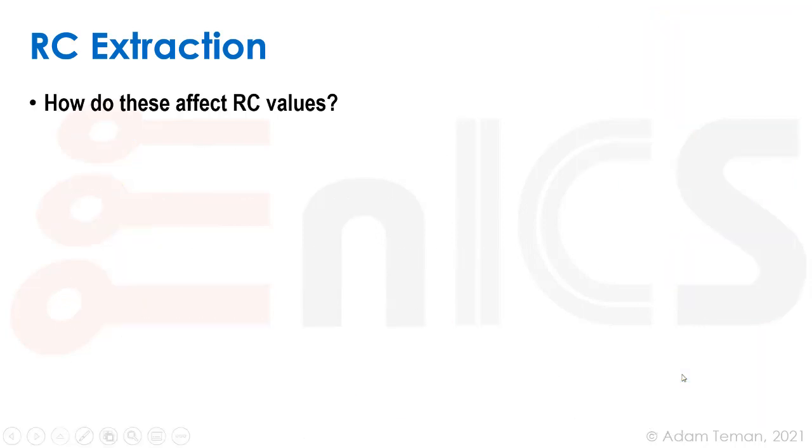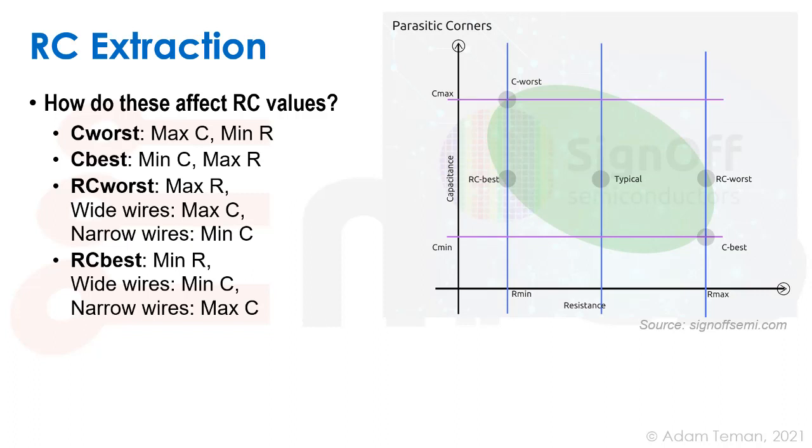So how does this affect the RC values? For C worst, we get the maximum capacitance and we get the minimum resistance, and for C best, we get the minimum capacitance, and that also gives us the maximum resistance. For the RC worst and RC best, which are kind of a combination of the two, RC worst gives us the maximum resistance and RC best gives us the minimum resistance. So then for the wide wires, we'll have a maximum capacitance as well, but for the narrow wires, a minimum capacitance, and the opposite for the RC best. You can kind of see it plotted out on this type of a space graph over here.